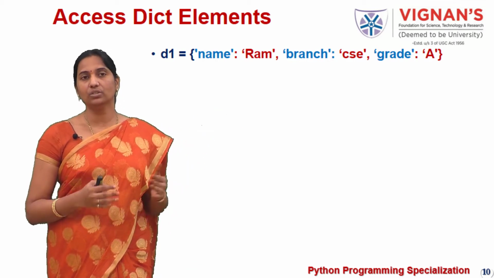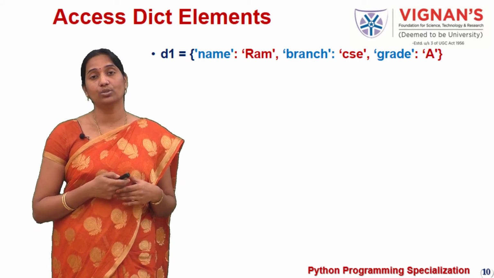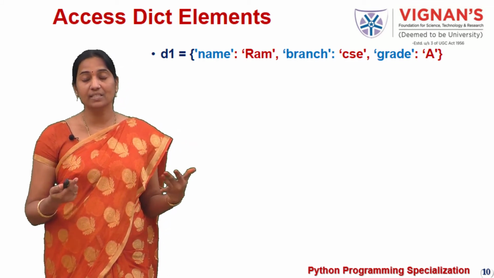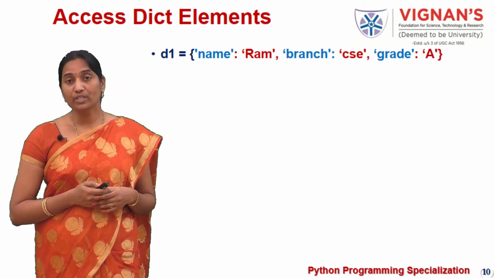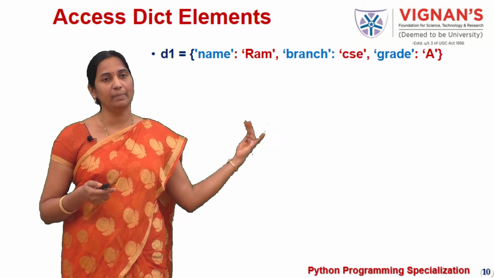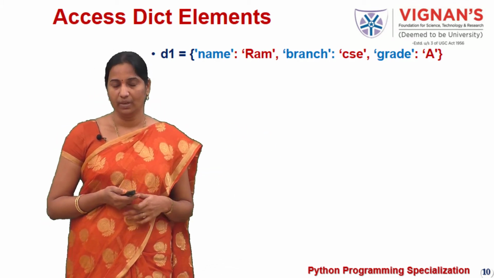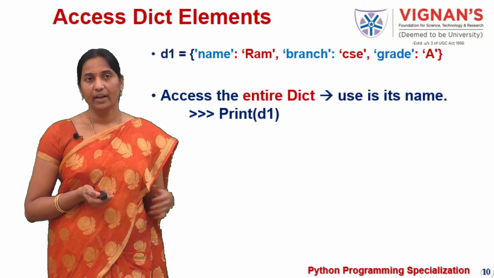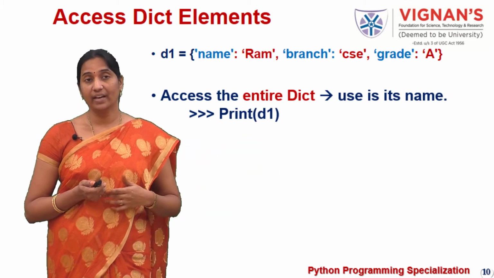But in the case of dictionaries, they are unordered collections of elements, so we are not allowed to use indices to access the elements. Whenever we want to access the entire dictionary, similar to lists and tuples, we just need to refer to its name. Here I want to represent D1, so I just refer to its name D1, and I can access the entire dictionary.